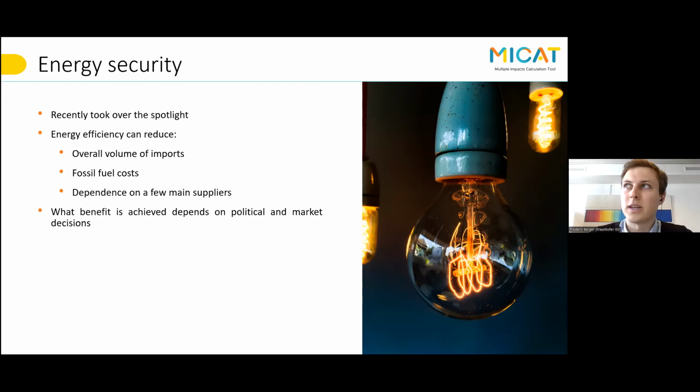On one hand, it can reduce the overall volume of imports. It can drive down energy prices or fossil fuel prices, and it can also drive down the dependence on a few main suppliers. But it's not as if that always happens all at the same time. It's more about a political decision: what benefits a government wants to go for and what it is willing to do for it. Next slide, please.